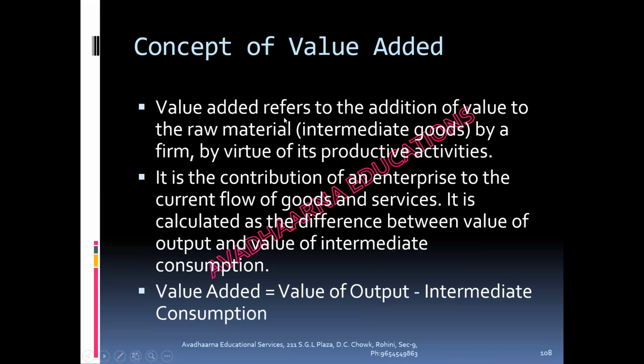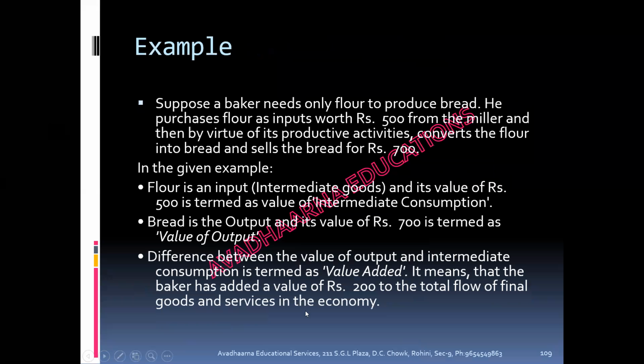So value added is the addition to the value of your intermediate good, which is raw material, by the firm, means producer. How? By undergoing the production activity, by processing the raw material and converting it into finished goods. The second point, it is a contribution of an enterprise to the current flow of goods and services. It is calculated as the difference between value of output and value of intermediate consumption. So value added is value of output minus intermediate consumption.